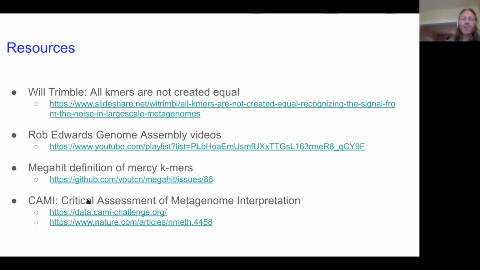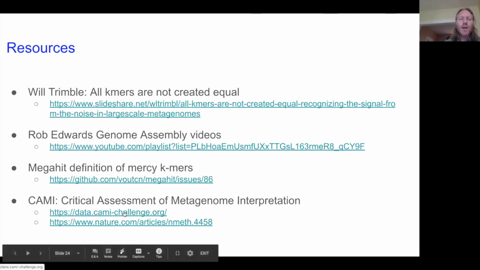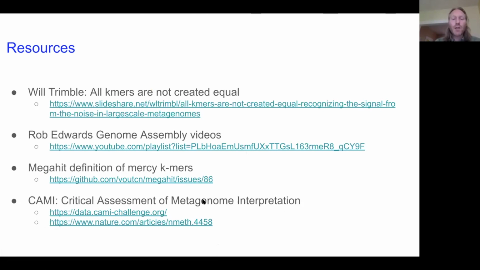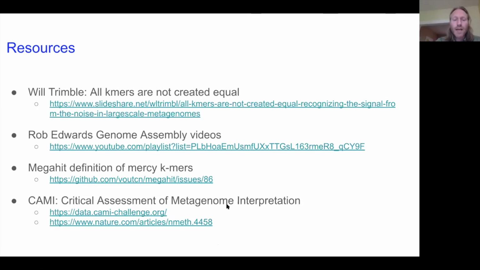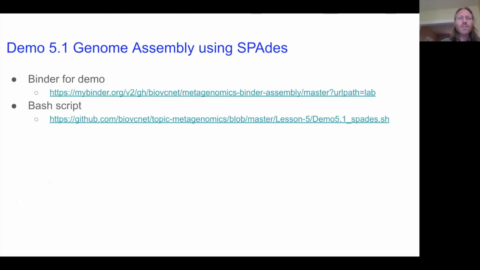And here's a link to the CAMI, the Critical Assessment of Metagenome Interpretation. And if you invent a great new either assembler or binner and you want to test it out against the best in the field, there's an open challenge to do that. So you can go to the camichallenge.org and submit your own data and pipeline, or submit your own pipeline to analyze their data sets, which is a pretty fun process.